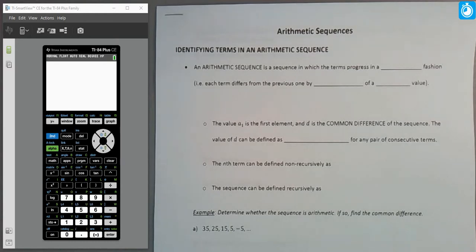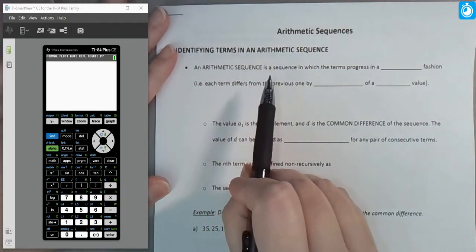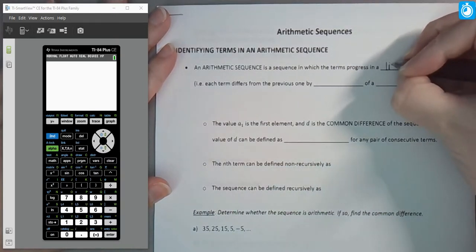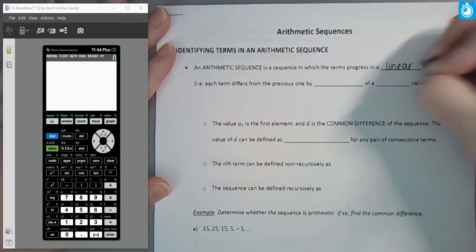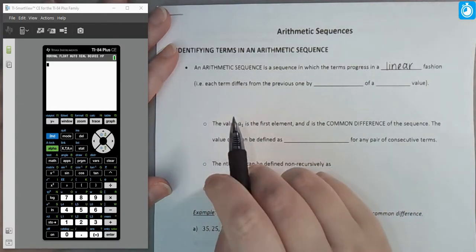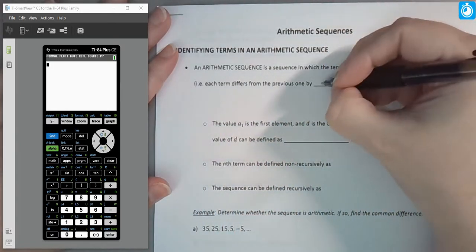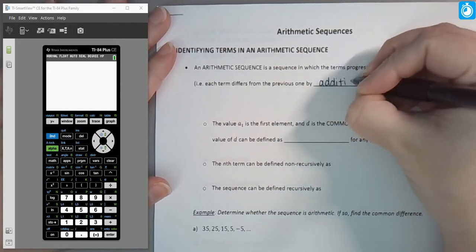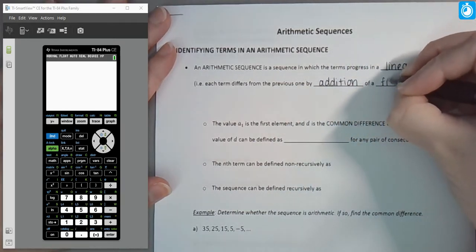So how will these rules be structured? An arithmetic sequence is a sequence in which the terms progress in a linear fashion, which is another way of saying each term differs from the previous one by addition or subtraction of a fixed value.